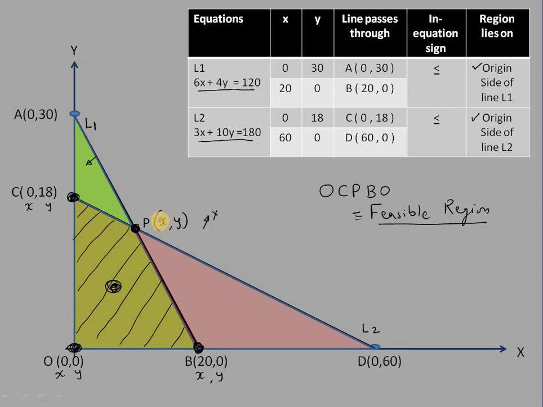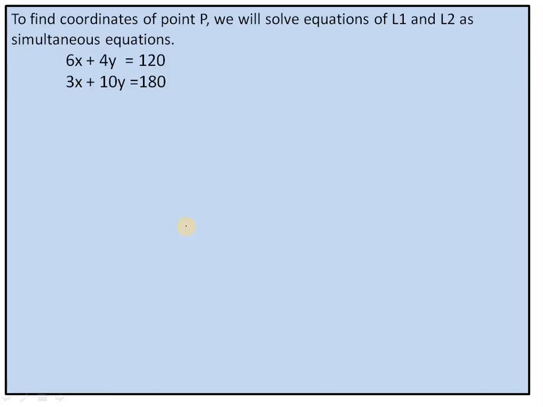So we will find out the coordinates of point P. How? By solving these two equations. This one is the equation of L1, the first one, and the second one is the equation of L2. This is what we have said. To find the coordinates of point P, we will solve the equations as simultaneous equations.